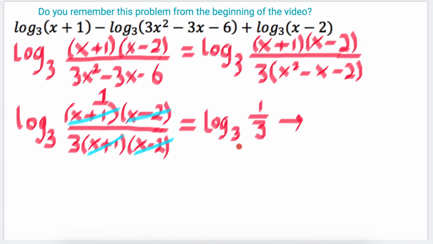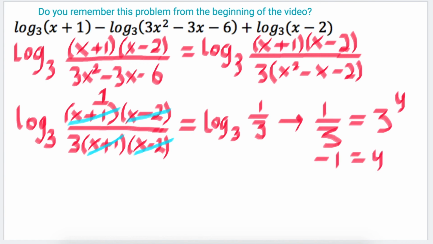This expression here can be simplified by rewriting it in the exponential form, which is 1/3 is equal to base 3 raised to the power of y. So I need to figure out what is the exponent y that gives me a fraction. So y has to be a negative number. So y is equal to -1. That means our logarithm expression simplifies to -1.